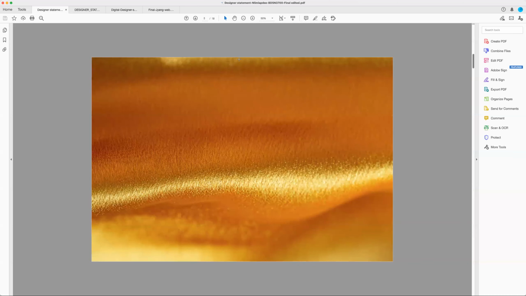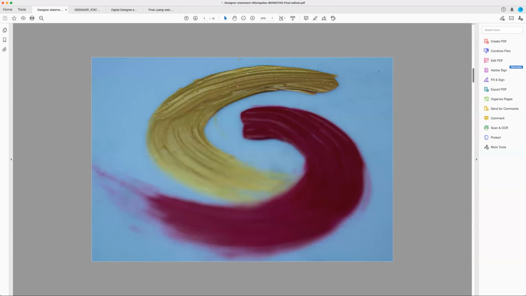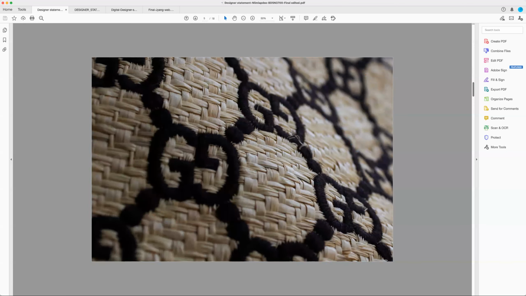As we scroll through these images, what you should be able to see is representational images of the things that were written in the designer statement. The color is golden red, the fabrics.